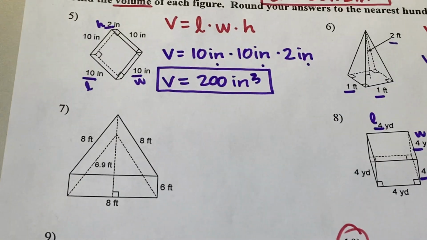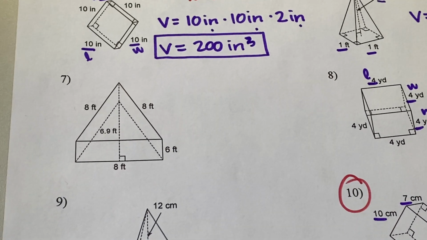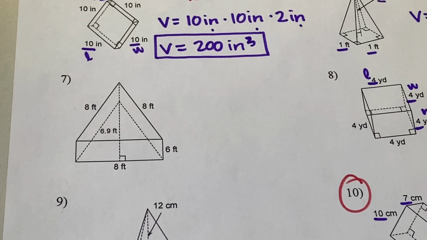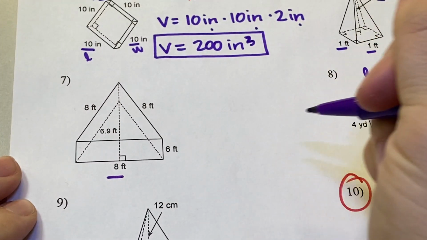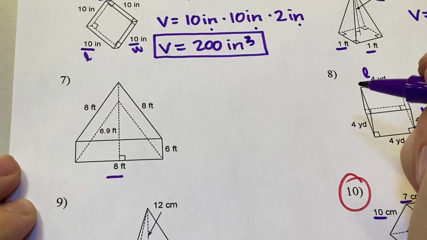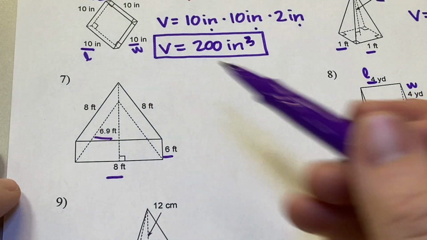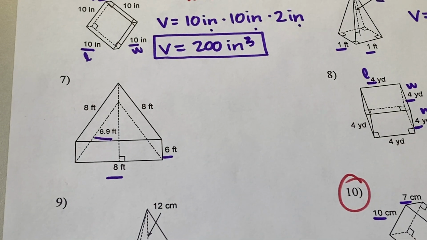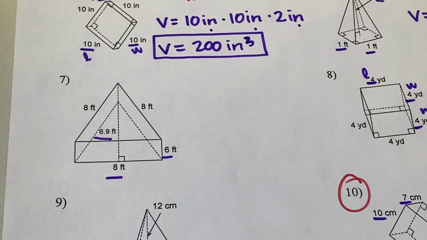Let's go ahead and finish off with number 7. This will be our last example for the day. Okay, so this is still a rectangular pyramid, so I need my length times my width times my height. 8, 6, and 6.9. Good job. Okay, these 8s right here, they're trying to fool you. That is not how tall this triangle is, right? How tall is from straight to the ground. So I just need the 8, the 6, and the 6.9.